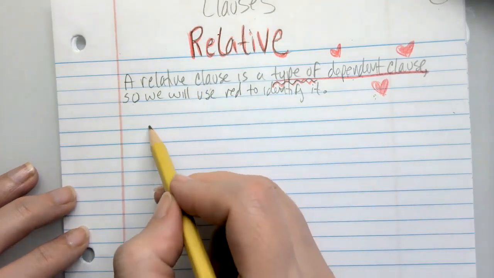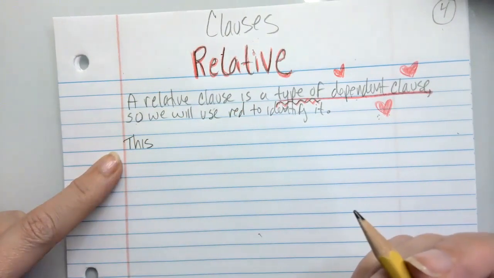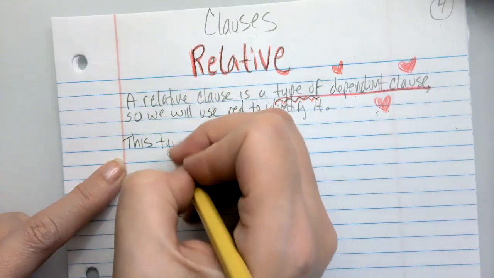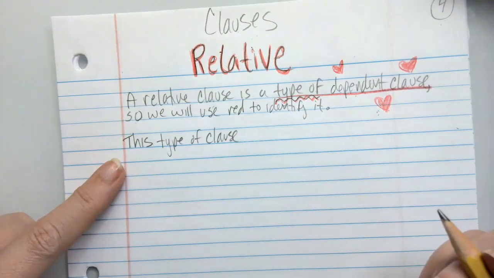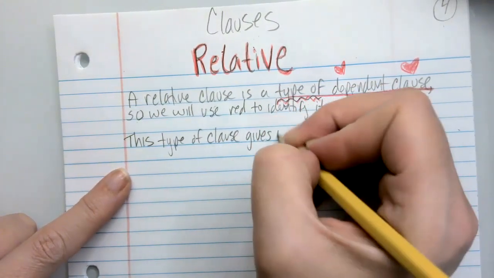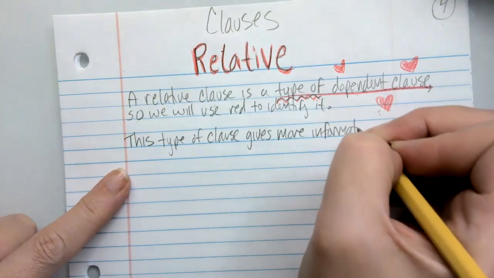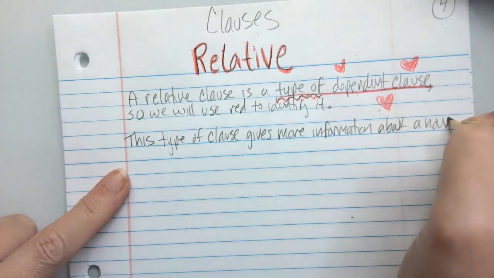So we're going to come down a line and we're going to write this next interesting bit of information that helps us identify what a relative clause is. This type of clause gives more information about a noun.